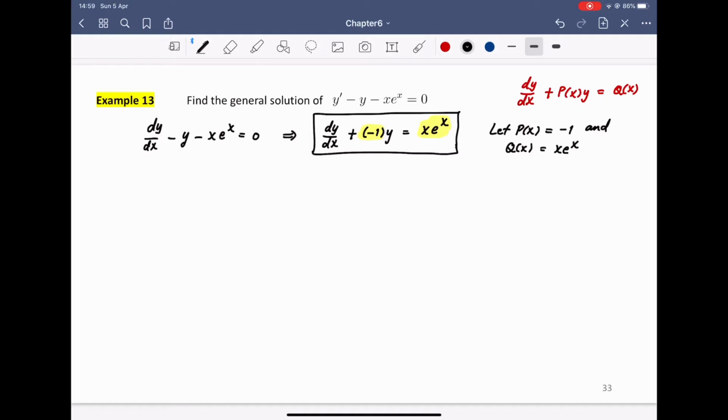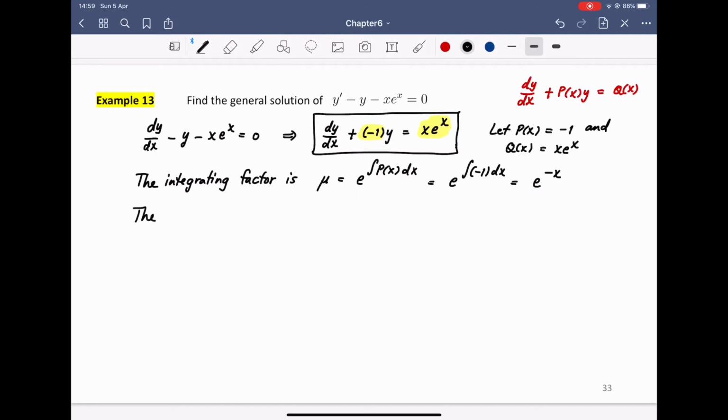But first of all, I'm going to find an integrating factor. So the integrating factor is mu equal to e to the integral of P(x) dx. So this is e to the integral of negative 1 dx. So this is just e to the negative x. That's it. That is our mu.